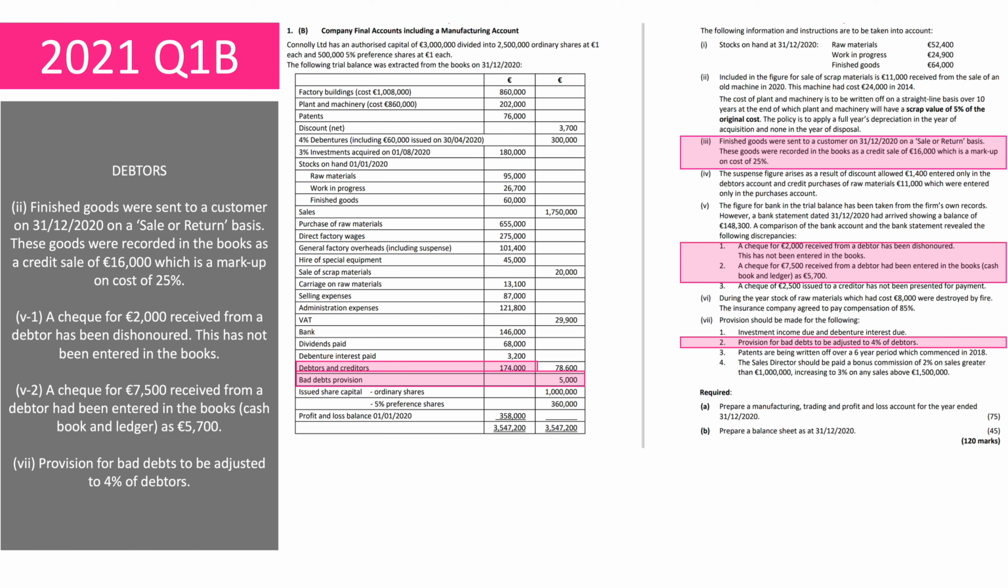And then part 2 of that, number 5, a cheque for 7,500 received from a debtor had been entered in the books, the cash book and the ledger as €5,700. And then part 7, provision for bad debts to be adjusted to 4% of debtors. Right, so let's take a look here then. So 3 adjustments there, and we've got our debtors figure here, 174, and our bad debts provision, 5,000 there.